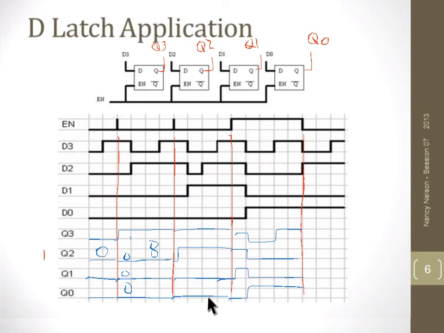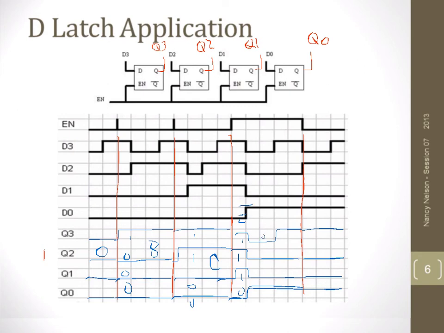Next period of time we have high, high, low, low, which means we're storing a C or a 12. Next set, we have changes. So we have high, high, high, low. And we seem to have lost our trace here, so let's put that back in. So here we have high, high, high, low. So we have an E at that point.